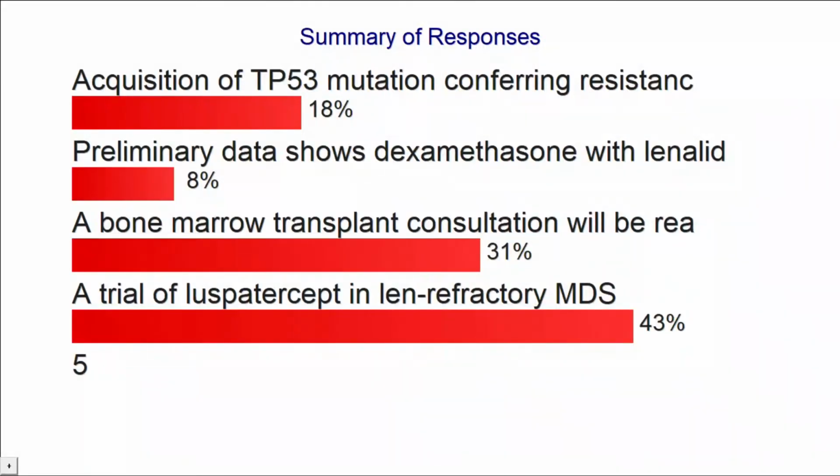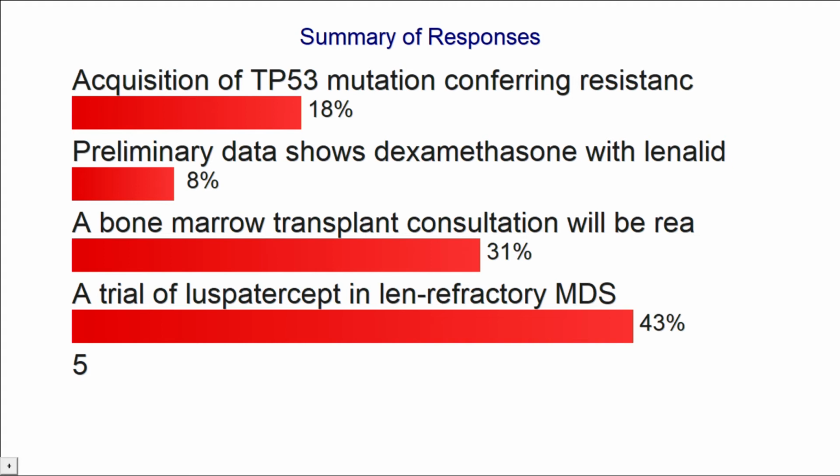A little bit of everything. And I don't know that any of these are false, to be honest. I mean, luspatercept could be interesting in lenalidomide refractory MDS. We just don't have any data. They've been excluded from them all. But I think the acquisition of a TP53 mutation, this is a real issue in del5q. 20% of people at the outset of diagnosis will have a TP53 mutation. And why it's specifically associated with del5q as opposed to any other isolated cytogenetic abnormality other than complex karyotypes is completely unclear. And they do have a lower probability of response to lenalidomide.